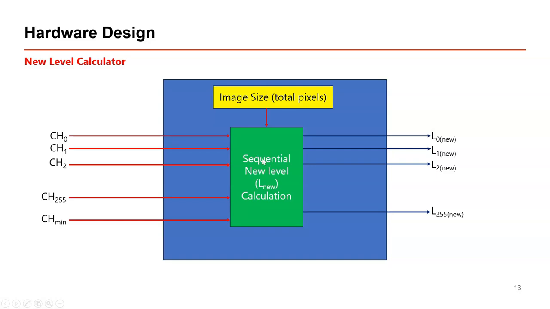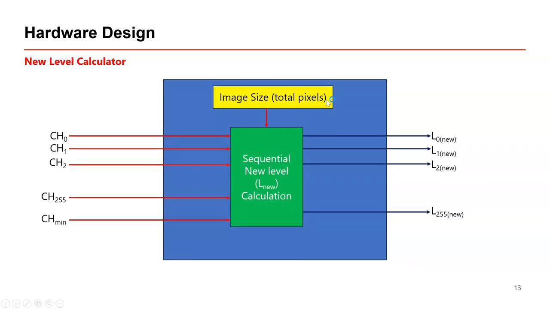Now, you might be able to do this also in a single clock cycle by doing it in parallel. But you may end up using a large number of resources, so we may choose to do it in a sequential manner. That means we will be finding one new level in one clock cycle, and we may spend, say, 255 clock cycles for finding all the gray levels. In my implementation, I am using a sequential method. You may try to do it in parallel also, but you'll be spending more resources. That's the side effect.